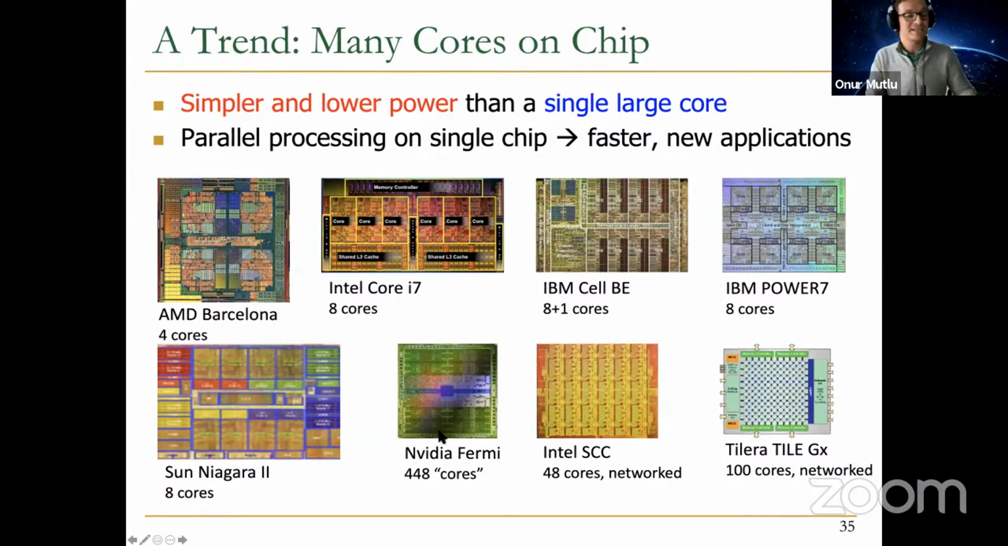NVIDIA Fermi is a GPU that has different kinds of cores. Sometimes cores are advertised differently, of course, in different domains, depending on how much money you want to make. But in this case, we're going to take a core as an engine that can execute a single program, let's say.